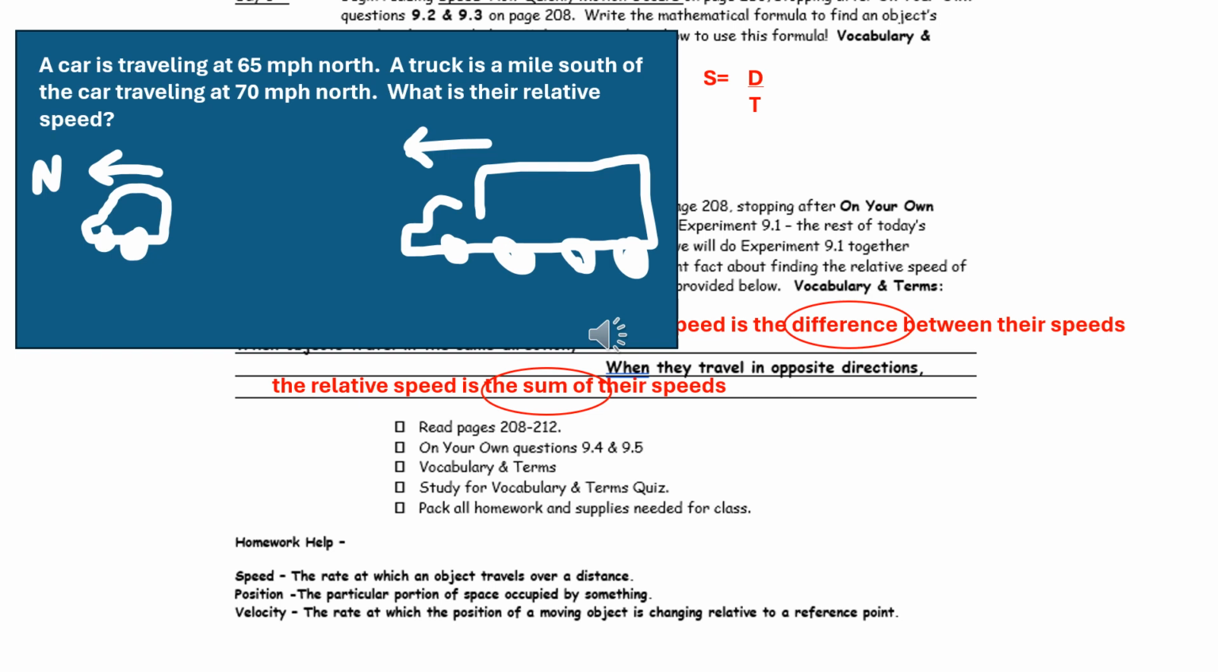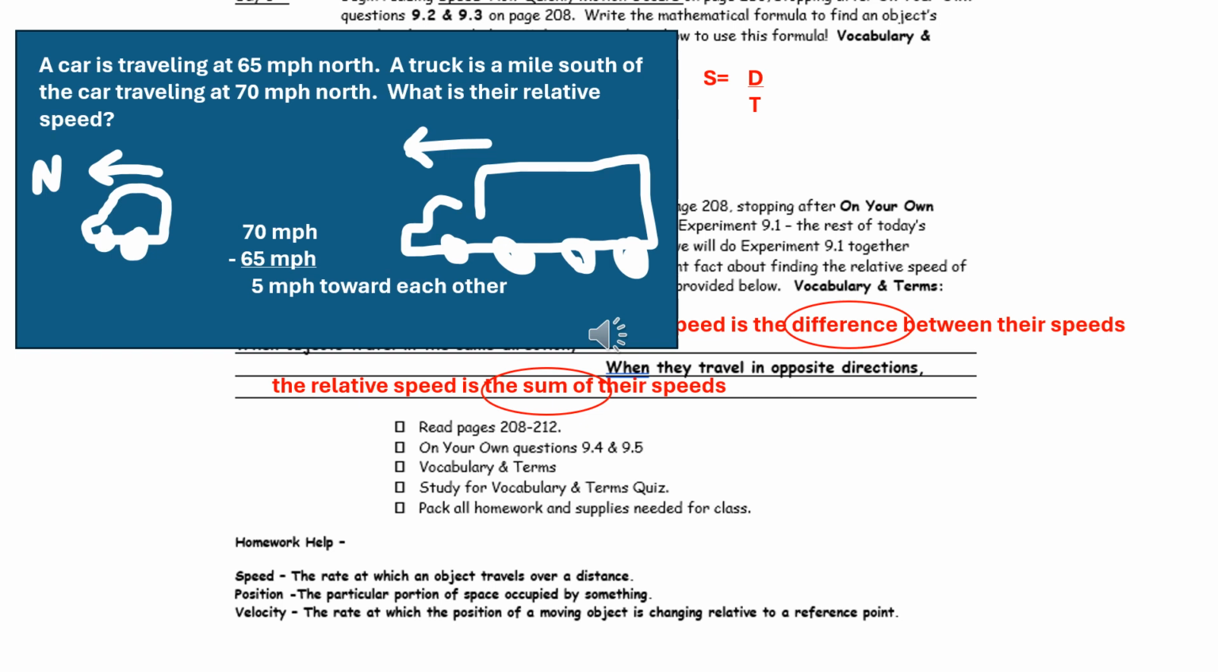So what is their relative speed? They are headed in the same direction, and we have learned that if they are headed in the same direction, their relative speed is the difference between their individual speeds. In other words, we are subtracting. So we are going to subtract 65 miles per hour from 70 miles per hour, and we end up with an answer of 5 miles per hour.